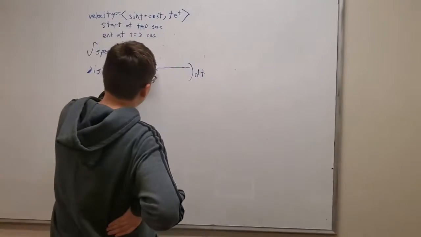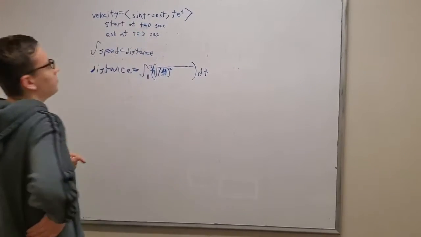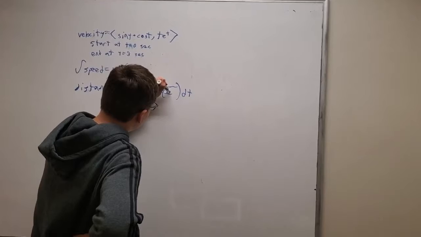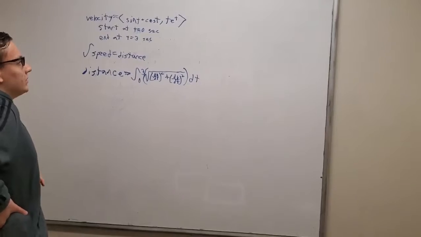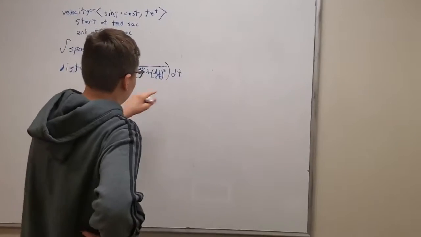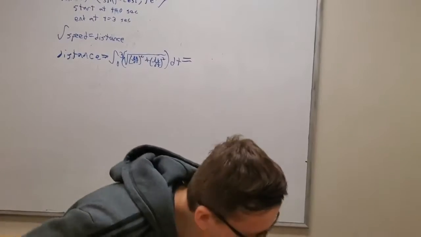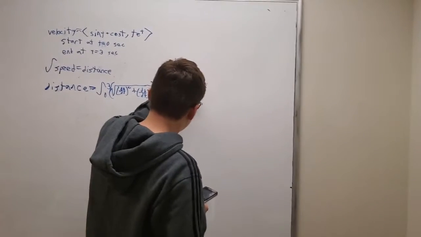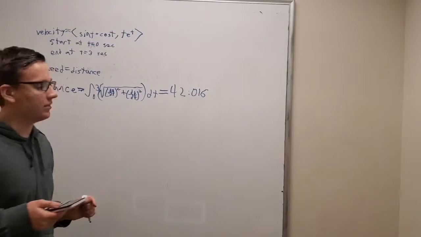Let's make sure it'd be dx over dt squared, which is sine t plus cosine t, and plus dy over dt squared, which is t times e to the t, squared. And we will plug this into a calculator since this is a hard problem. And you get the answer of 42.0616. And that's your answer.